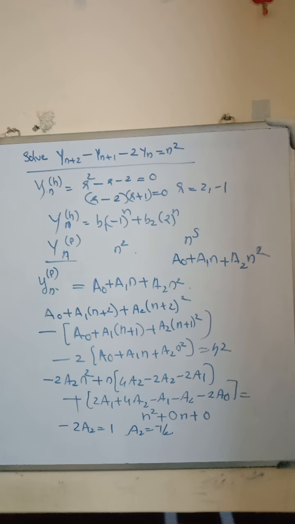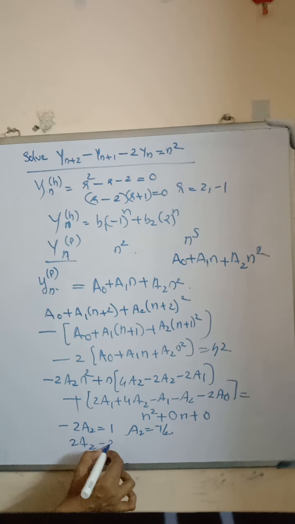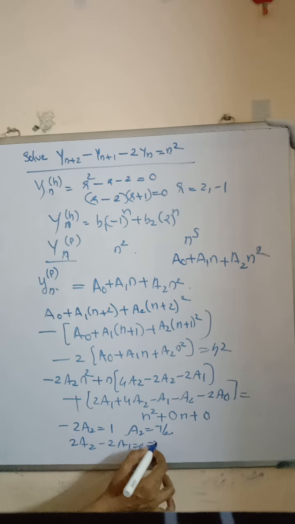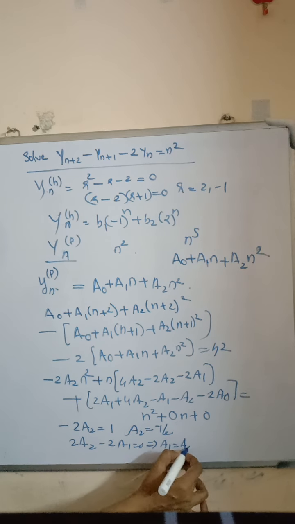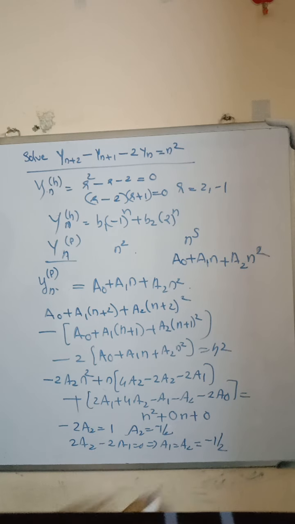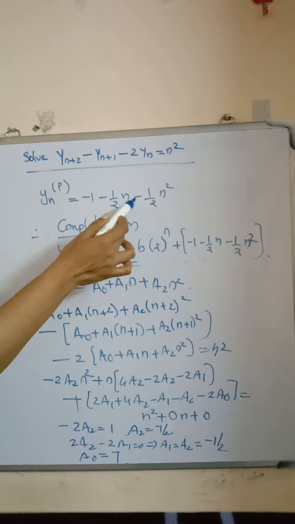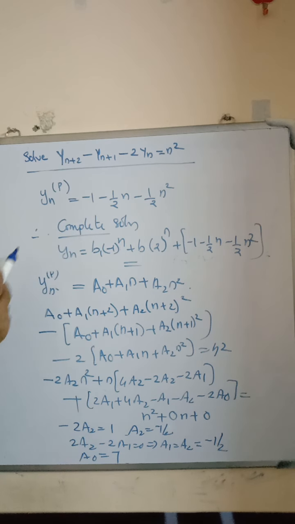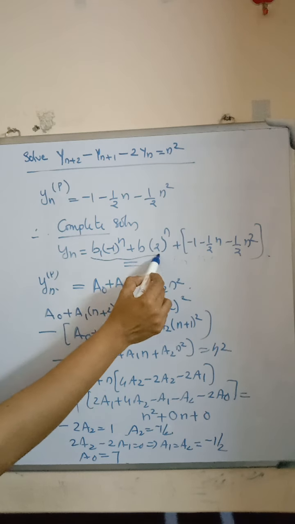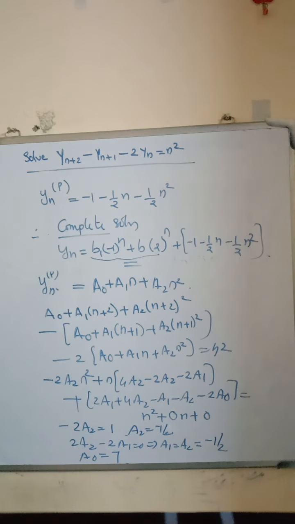Then equating the coefficient of n, we get 2a2 minus 2a1 equal to 0. That implies a1 is equal to a2. So a1 is also minus half. Then equating the constant terms, we get a0 is equal to minus 1. Therefore, the particular solution y n p is equal to minus 1 minus 1 by 2 n minus 1 by 2 n square. So the complete solution is particular solution plus homogeneous solution.